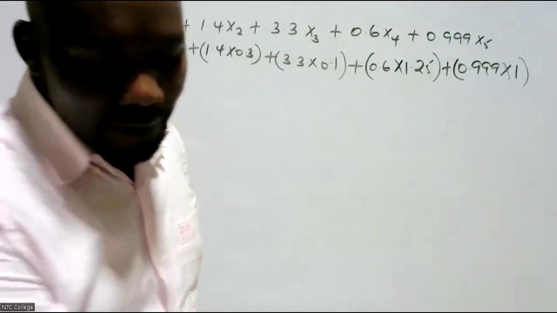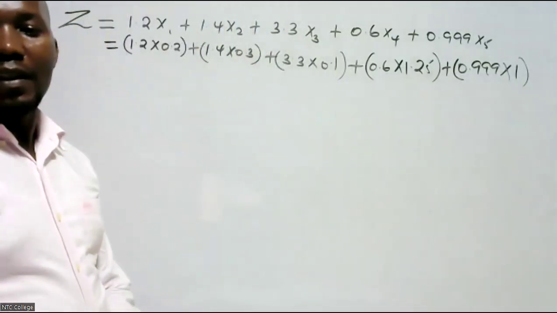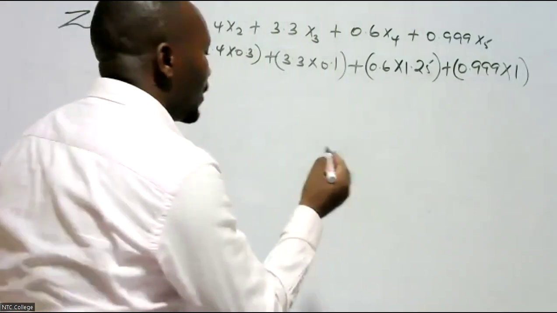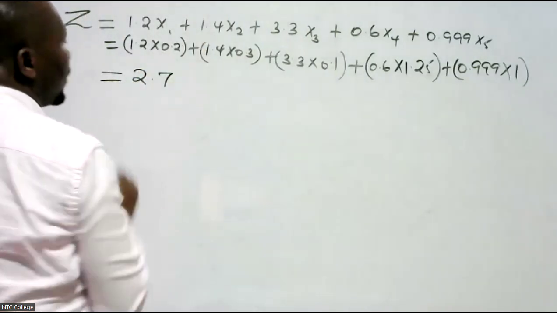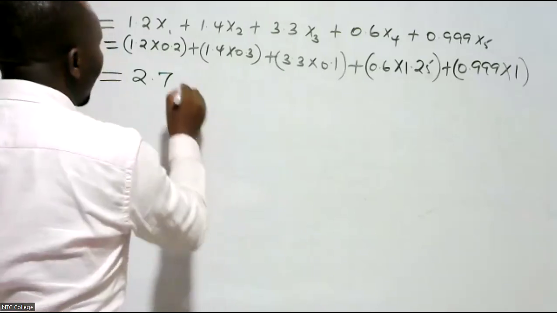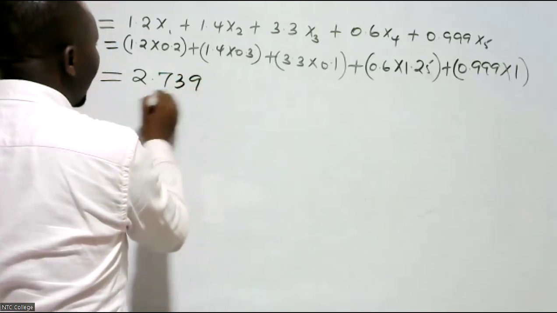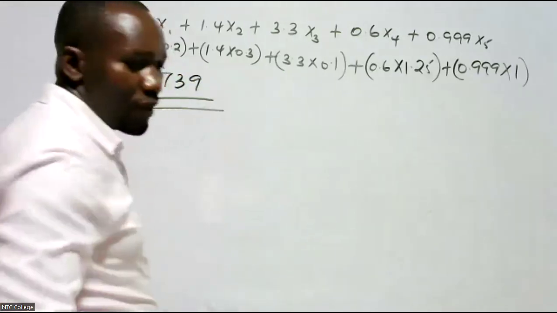So you're getting to point 7.3. So your Z score value is equal to 0.739. What is your conclusion?